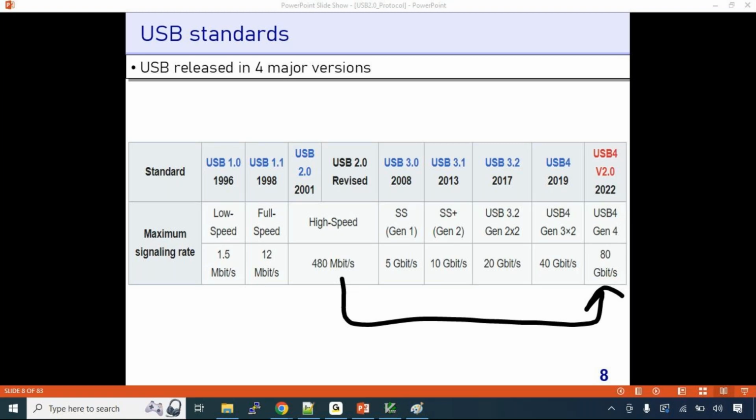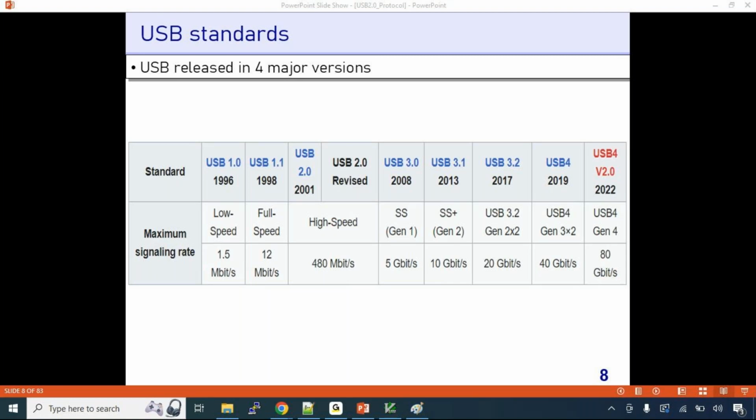Anyway, let's not get into the comparison of all this, but I hope you got an idea what the various USB standards are, what we mean by low speed, full speed, high speed, and super speed plus. Any questions in this slide?